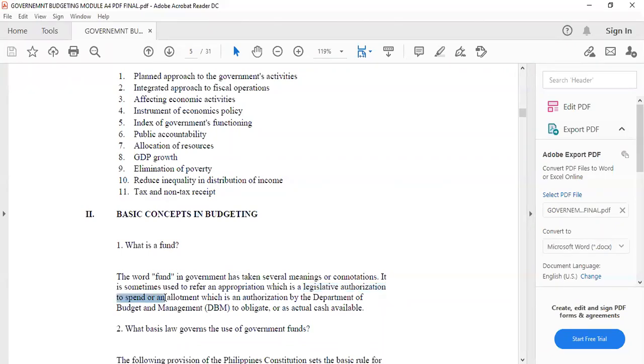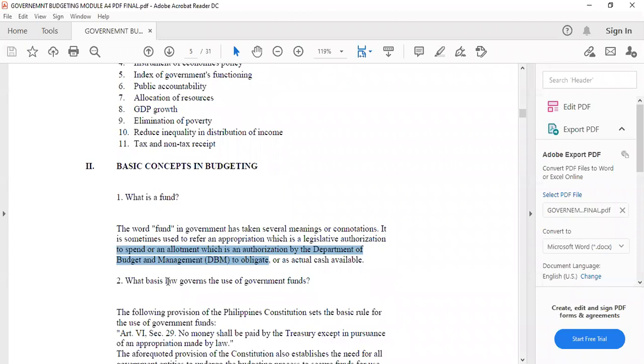So to spend, there is an allotment which is authorized by the Department of Budget and Management to obligate, or such as actual cash available. So the fund will be disbursed by the Department of Budget and Management. There is some money that you're going to ask from Congress. Congress will approve it, and then the disbursement will be through the DBM. You cannot easily get the money without approval from Congress of the allocation. The DBM is the one who will issue an order for you to get the money, upon approval from Congress. We will discuss the steps later on. As early as now, it's good for you to know the meaning of fund.